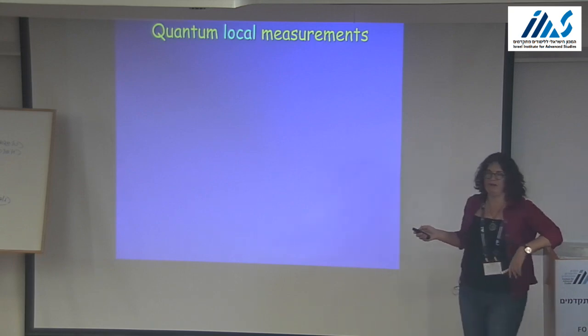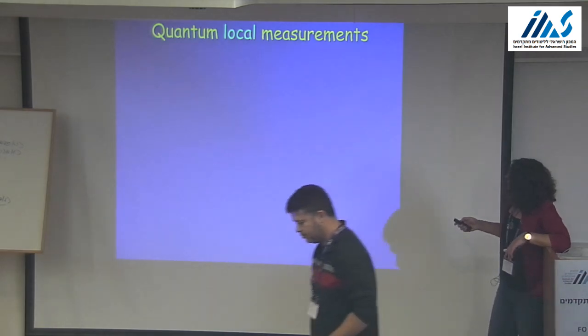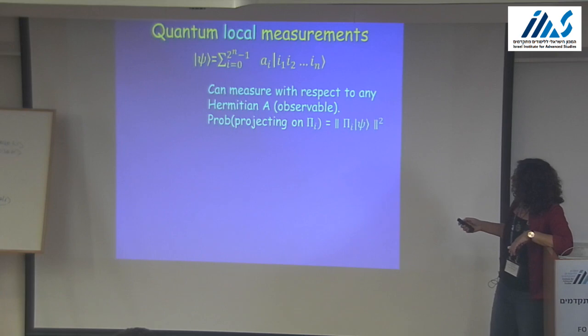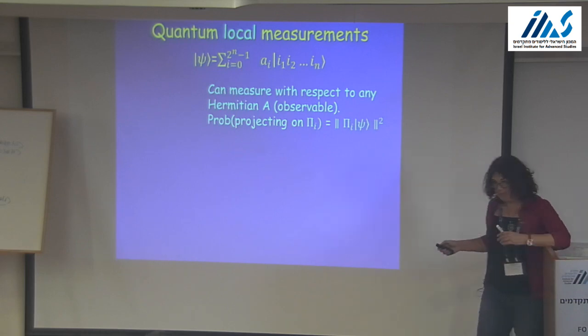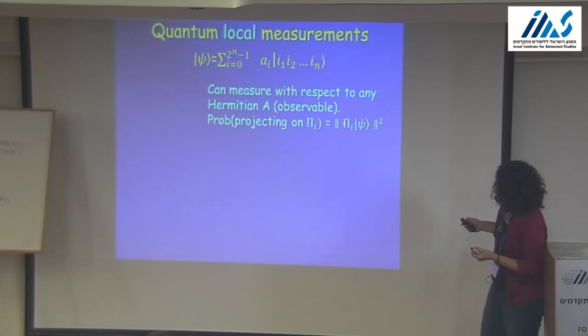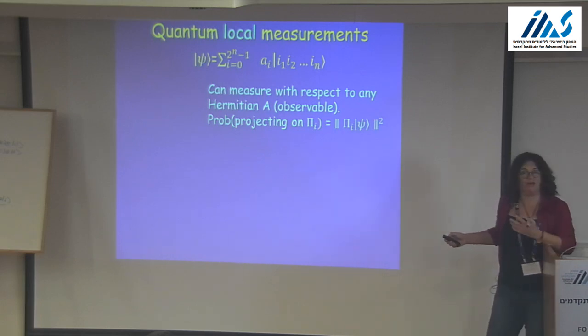Okay, so what's a local measurement? How do I apply measurements on such n-qubit states? Here is a state, and we want to apply a measurement. Like I said before, we can measure with respect to any Hermitian observable by decomposing this observable into its eigenspaces and eigenvalues and projecting onto one of them, and that's the probability to project. But what does it mean to measure a local observable? This would not be a local observable. This would be just a matrix on the n-qubit Hilbert space, 2 to the n by 2 to the n matrix. What does it mean to measure a local observable?